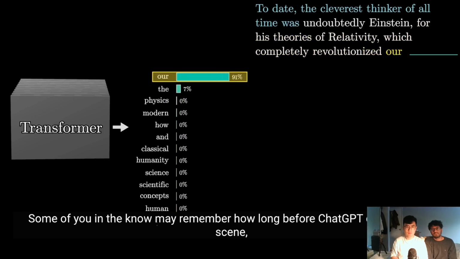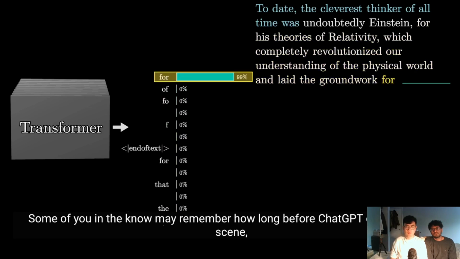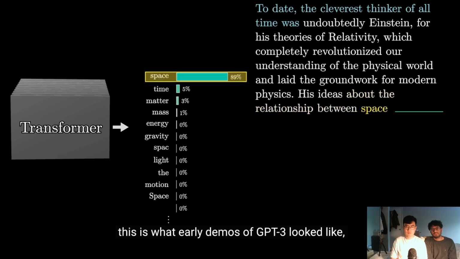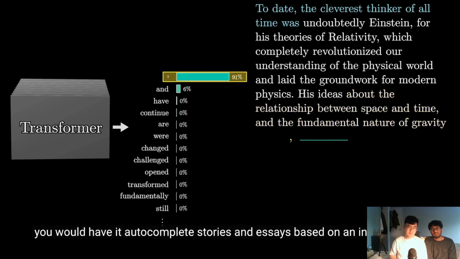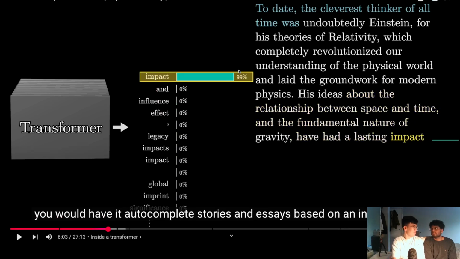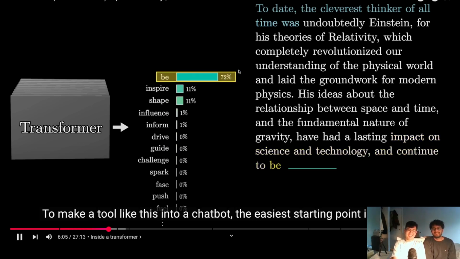Some of you in the know may remember how, long before ChatGPT came into the scene, this is what early demos of GPT-3 looked like. You would have it autocomplete stories. Remember it was RNNs? Those are the days. Well, we're bringing back RNNs soon, right? Maybe. LSTMs.